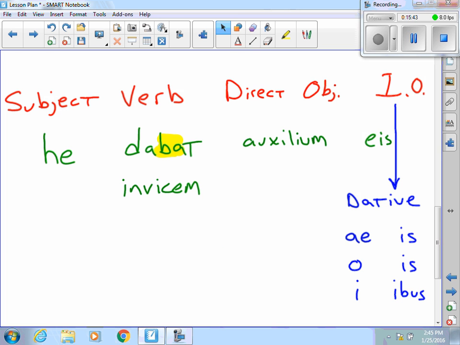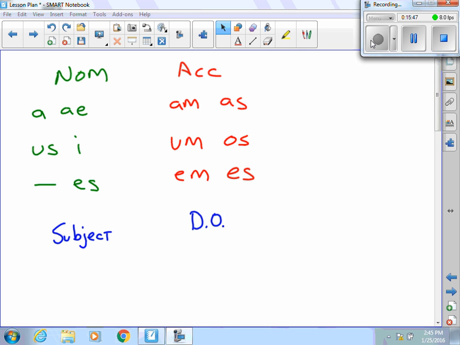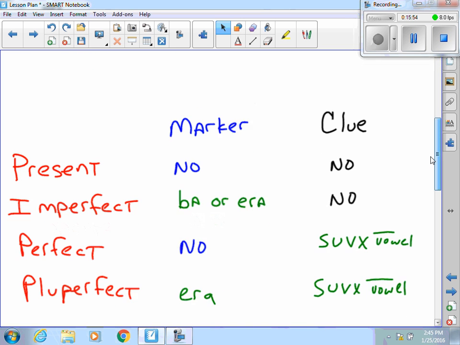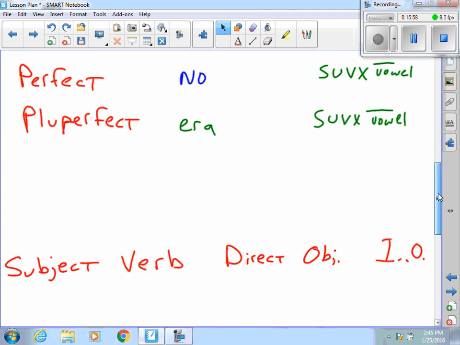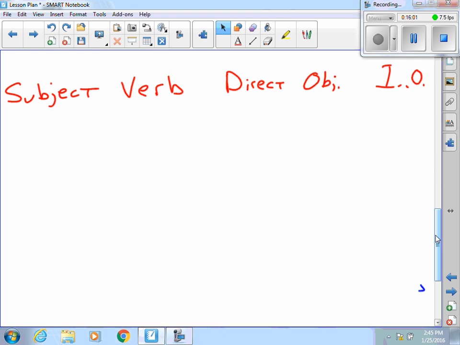So if you'll follow this pattern where you're looking for a nominative and an accusative to determine the subject and the direct object, you're looking at the verb and deciding whether or not it has a marker or a clue, and you're fitting it into that subject, verb, direct object, indirect object pattern, you should come up with a lot better translations.